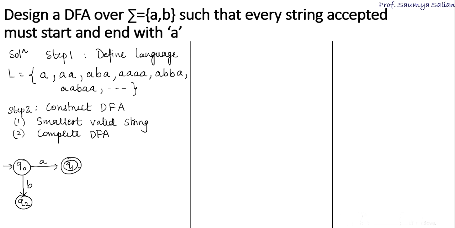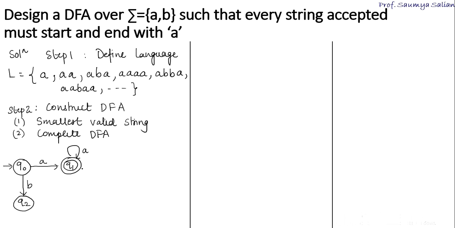Coming to state Q1, to reach Q1 from the initial state, I have input A. Now at Q1, if I get an A, is it valid? Yes, it is valid because it is starting with an A and ending with an A. If I get multiple A's, it is still valid. So can I put up a self loop of input A on Q1? Yes. Starting with an A, I can have n number of A's and I am still in the final state, which justifies my condition of start and end with A.